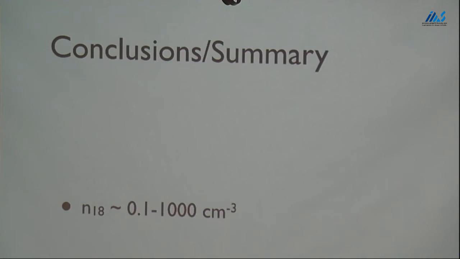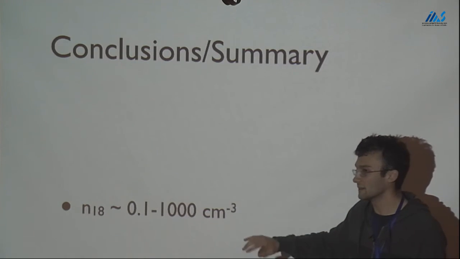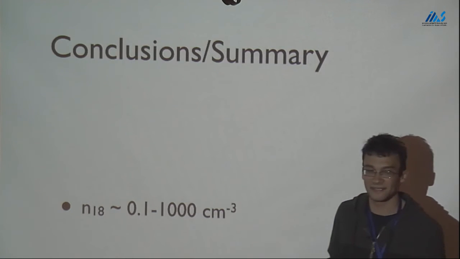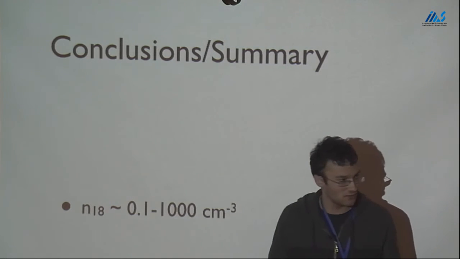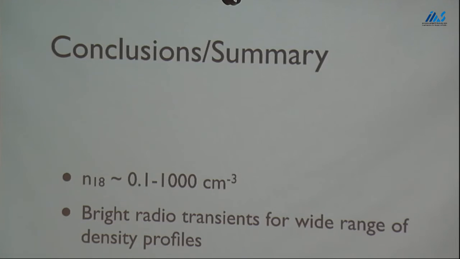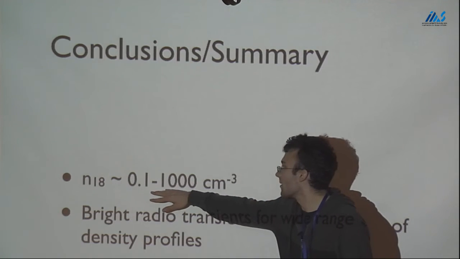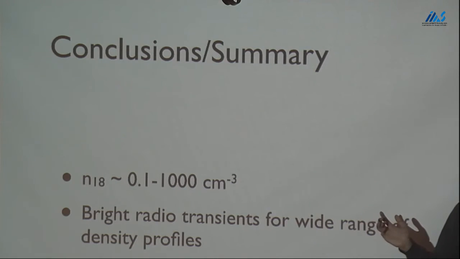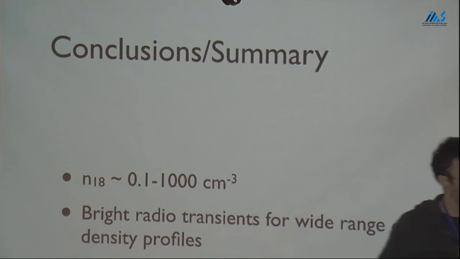Okay, so now I'll just go to my conclusions and summary. We've come up with a range of plausible gas density. I should have said, this is at a scale of 10^18 centimeters. So that's important. At a scale of 10^18 centimeters, of 0.1 to 1,000 particles per cc, we find bright radio emission for a wide variety of density profiles, not quite to 0.1 particles per cc, but it's not clear yet whether that's even a physical scenario.